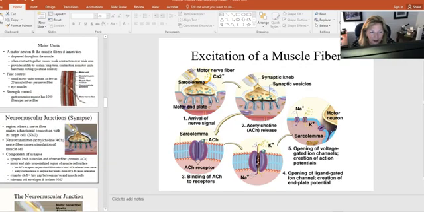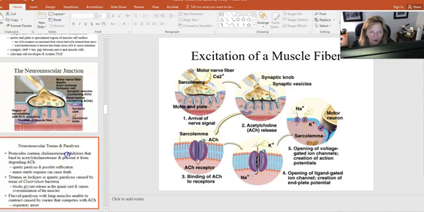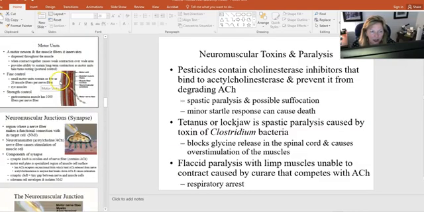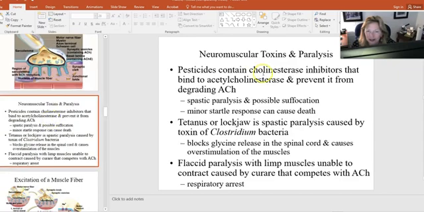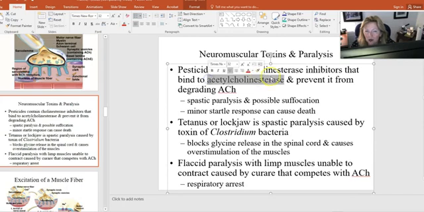So when we think about some disorders of this system, pesticides contain cholinesterase inhibitors, and they bind to acetylcholinesterase, and so they prevent it. They interrupt that relaxation phase. So what that causes is something called a spastic paralysis, meaning a continued contraction. And again, that might not sound like such a bad thing, but it can be deadly.